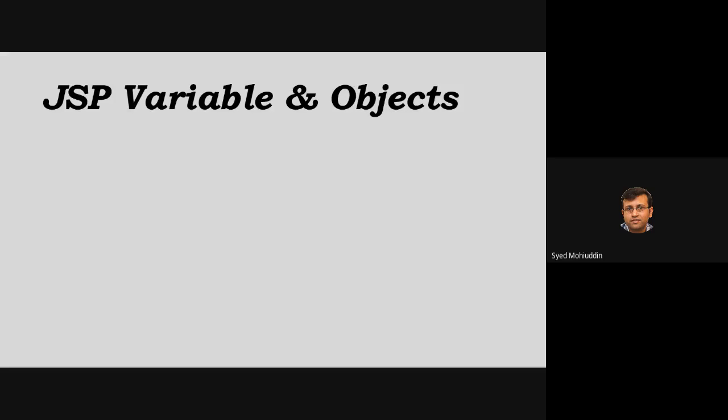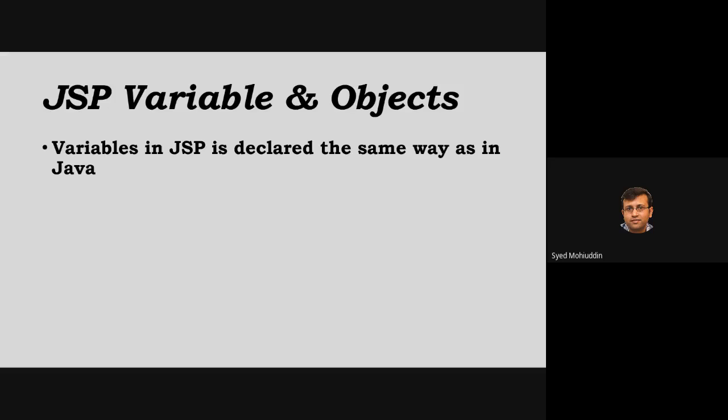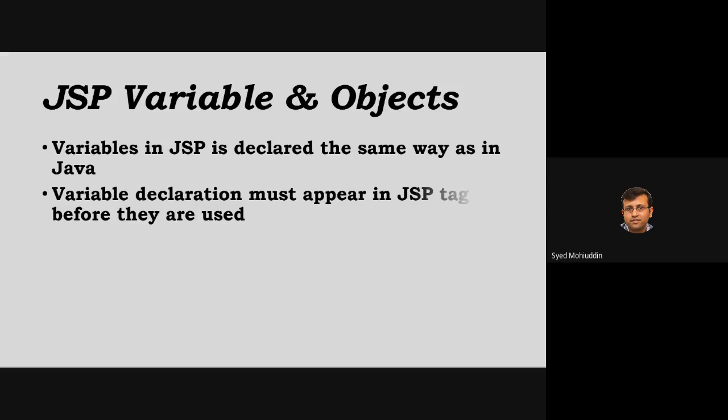Now, variables in JSP are declared the same way as they are declared in Java. For example, to declare a variable, you need to have a name for the variable and its data type. Since Java is statically typed, we need to assign the data type of the variable. Then the next obvious thing is that any variable has to be declared before its use. This is the same as any other programming language.